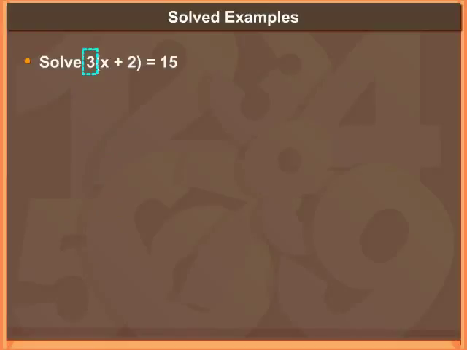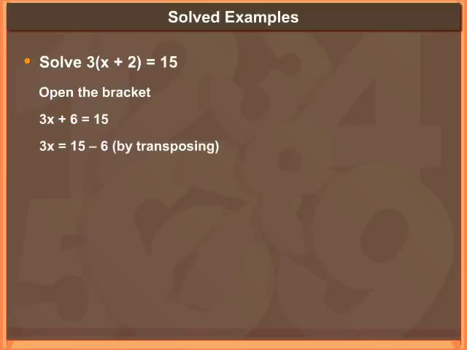Let us solve 3(x + 2) = 15. Here we have to first open the bracket. For that, multiply 3 to both the values, x and 2. We get 3x + 6 = 15. Now by transposing 6 to the RHS, we have 3x = 15 - 6. Therefore, we get x = 9/3 = 3.